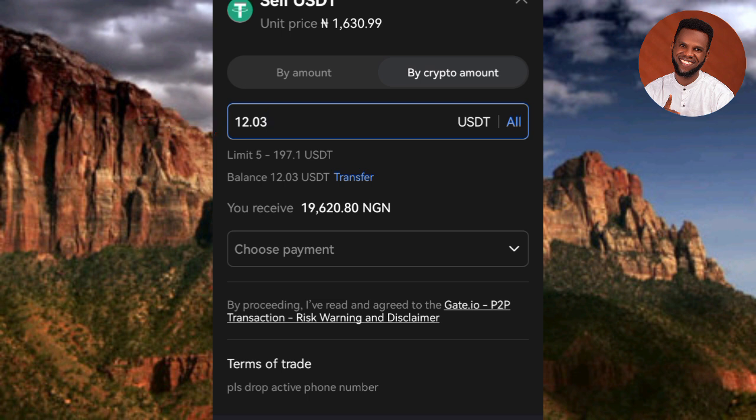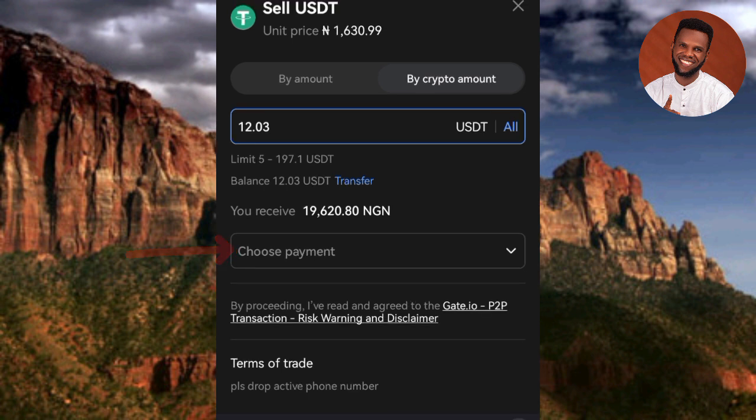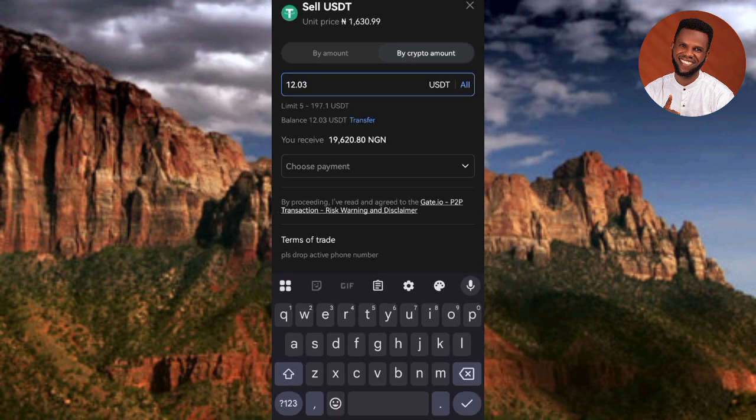So now the next step is to choose your payment method. You can see where it is written payment method. You have to tap on it. So let me tap on it right away. But before I tap on it, you can see the amount I'm going to be receiving in my bank account. You can see it right there in my local currency. So you're going to see yours right there as well. For 12.03 USDT I'm selling, I'm going to be receiving above 19,000 naira in my account. So let me go ahead now to tap on choose payment method.